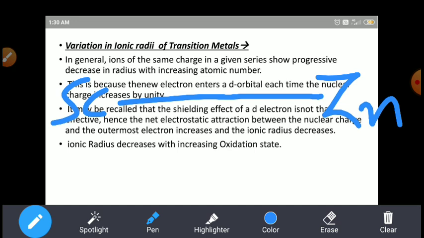Hello students. Hello. Okay, is this point clear, students? Hello. Student, the variation in ionic radius, is it clear?